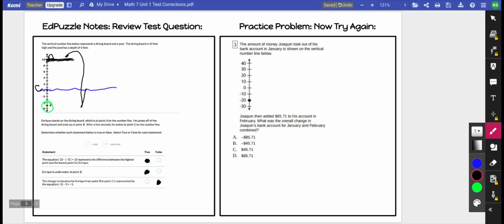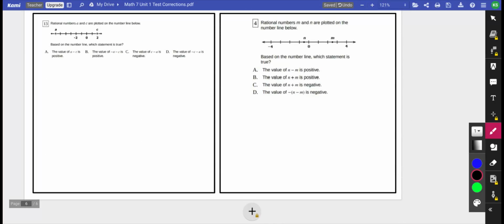Okay, now we're going to go on to the last problem. So number 13 was the last one that you guys had a little bit of struggle with. So number 13 says rational numbers A and C are plotted on the number line below. So A is to the left of 0, which means it's a negative. And C is to the right of 0, and it's at +2. So let's look at this. What is the value of A? So each one is worth 1.